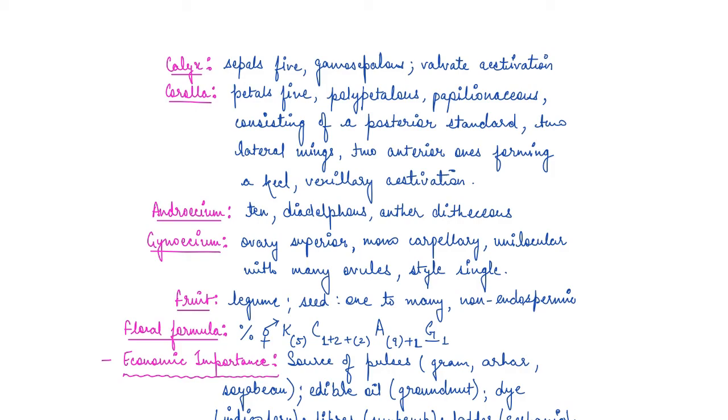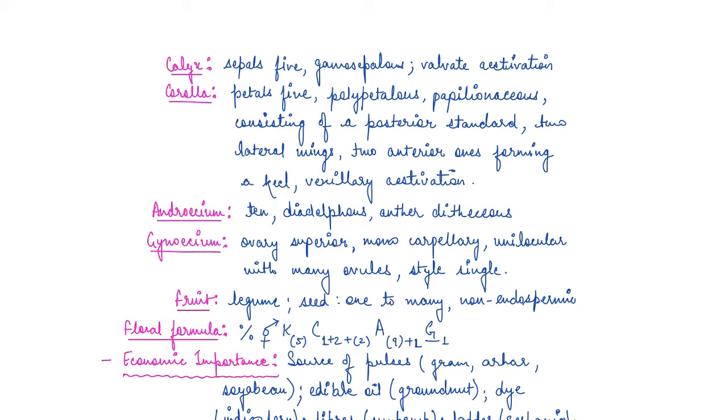And guys, we have studied all these terms in the previous video. So if you have missed any of the previous videos, I would request you to go through them as well. Then the gynoecium: ovary superior, monocarpellary, unilocular, with many ovules, and the style is single. Now the fruit is a legume, seed can be one to many, and it is non-endospermic.